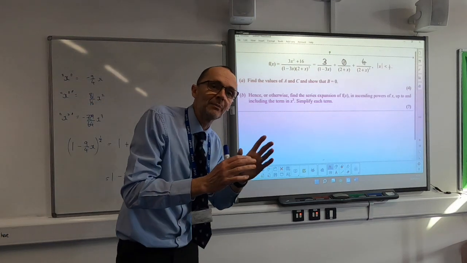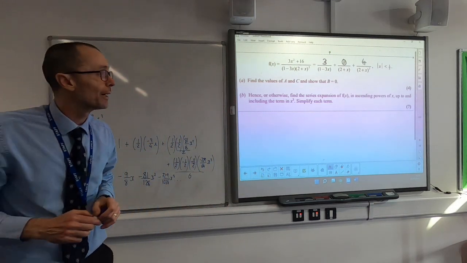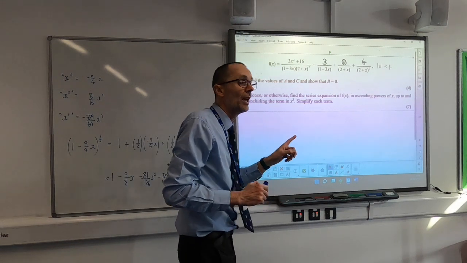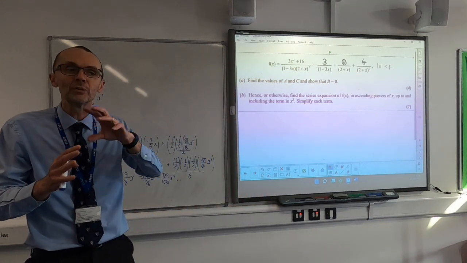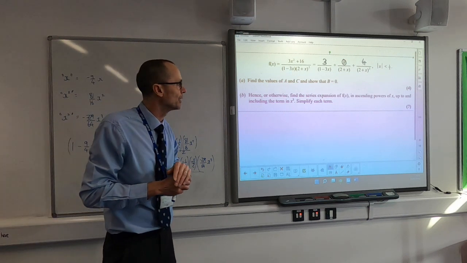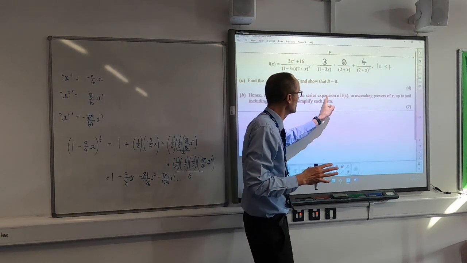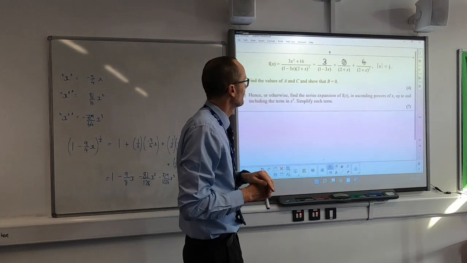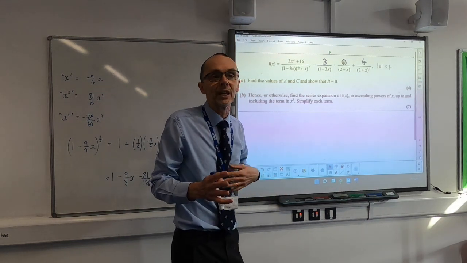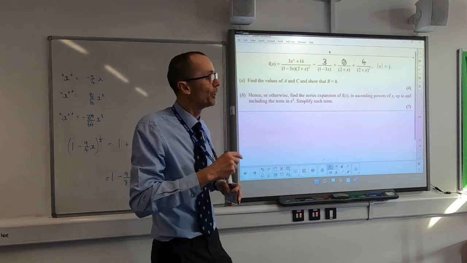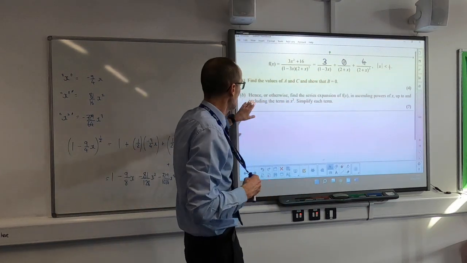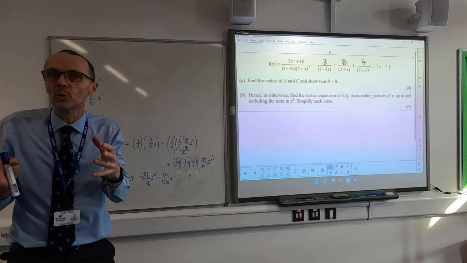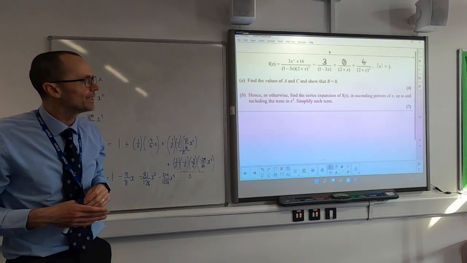And part B doesn't mention binomial. Instead it talks about a series expansion. Well, there are a number of different approaches we could use, but the binomial is an example of a series expansion, and it's the only one we've got at A-level maths. So this is a binomial question as well. And of course the wording, ascending powers of x up to and including x cubed, that sort of gives us another hint, doesn't it?